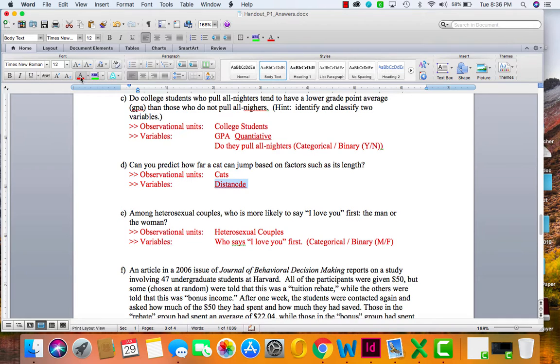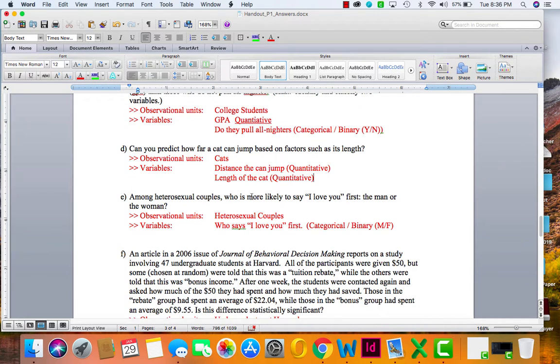And variables, can you predict how far a cat can jump based on factors such as length? So the variable is the distance that the cat jumps. And is this categorical or quantitative? It will be quantitative. And the length of the cat is also quantitative.